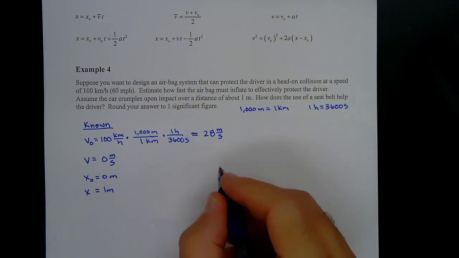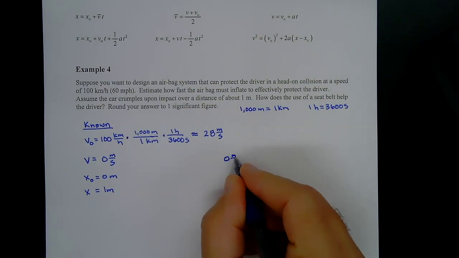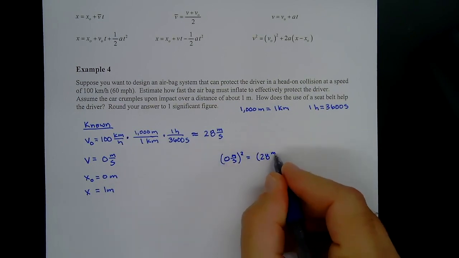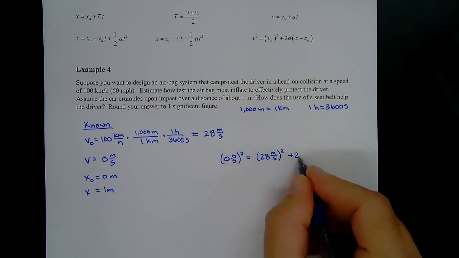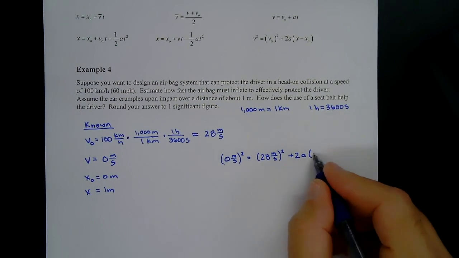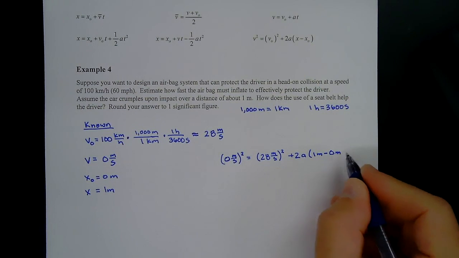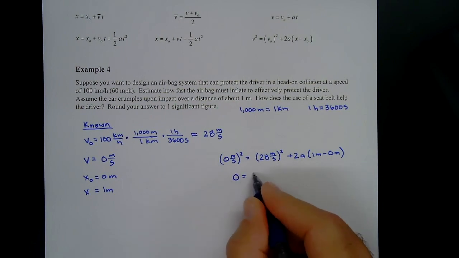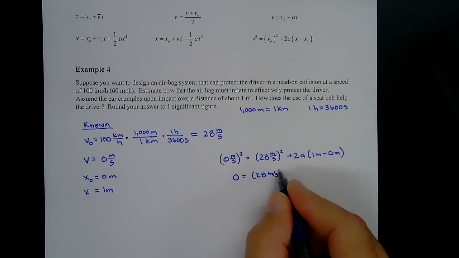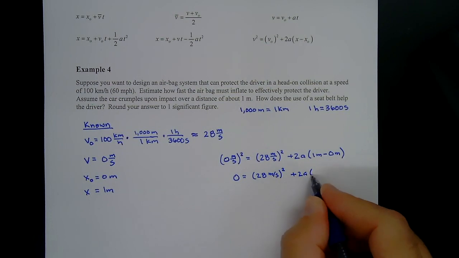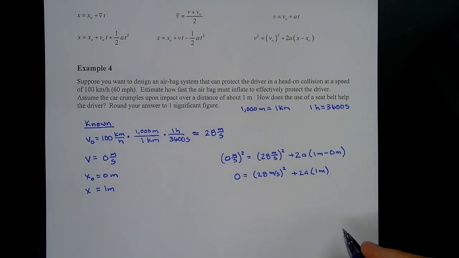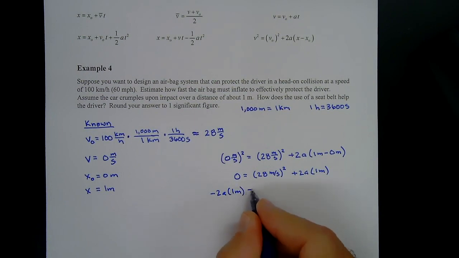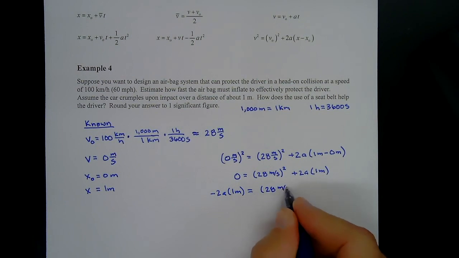So right from the get-go, we have 0 meters per second squared is equal to 28 meters per second squared plus 2 times our acceleration times, and then this would be 1 meter minus 0 meters, and so this is zero. And so we wind up with 0 is equal to 28 meters per second squared plus 2a times 1 meter. So then I'm going to move this over. We wind up with negative 2a times 1 meter is equal to 28 meters per second squared.